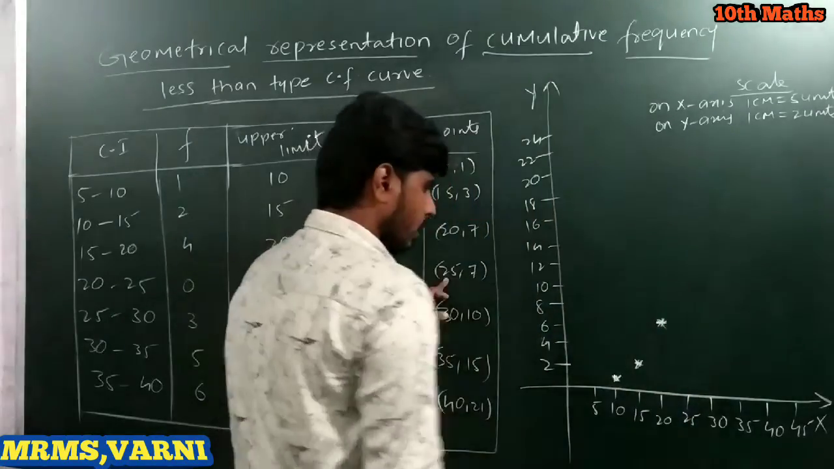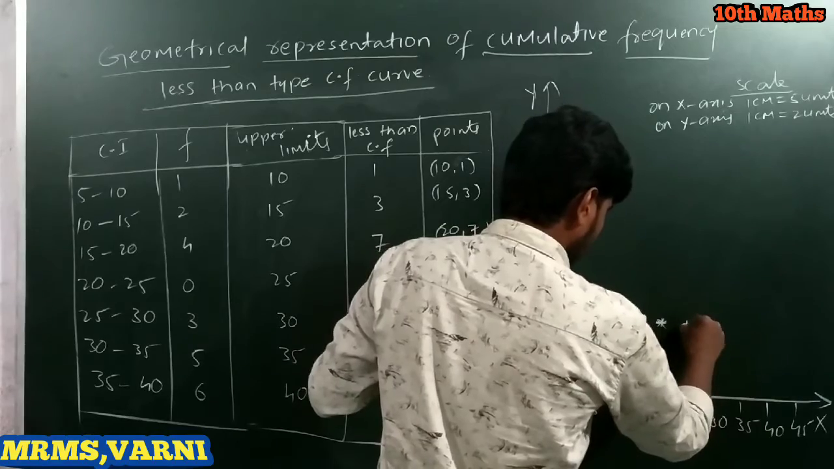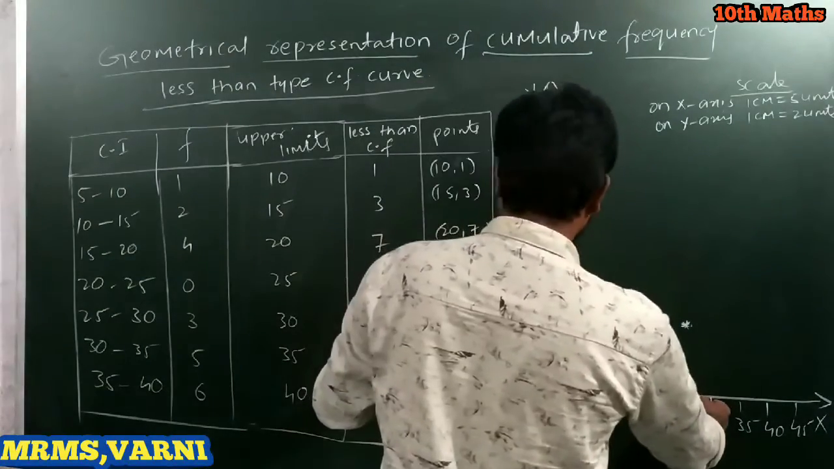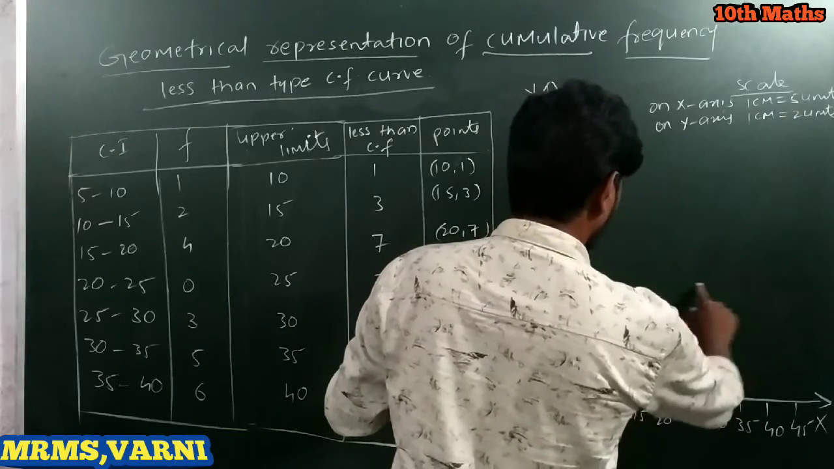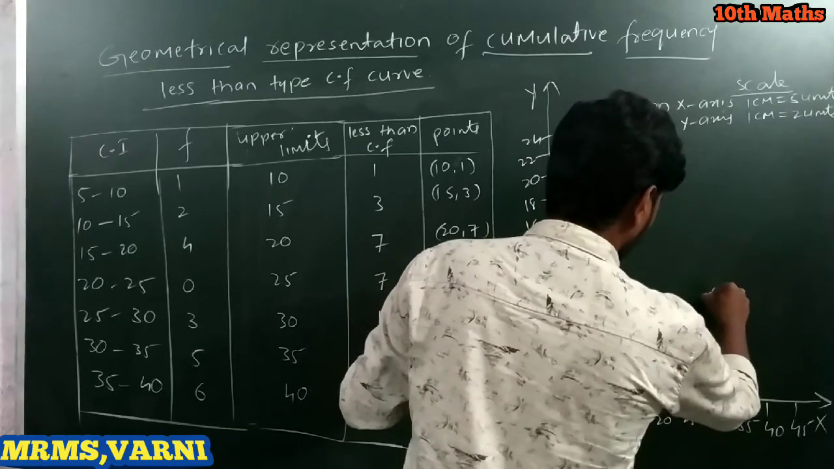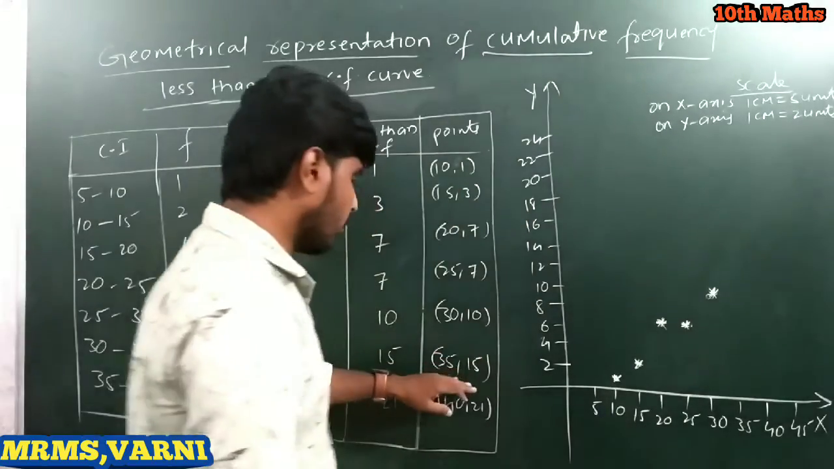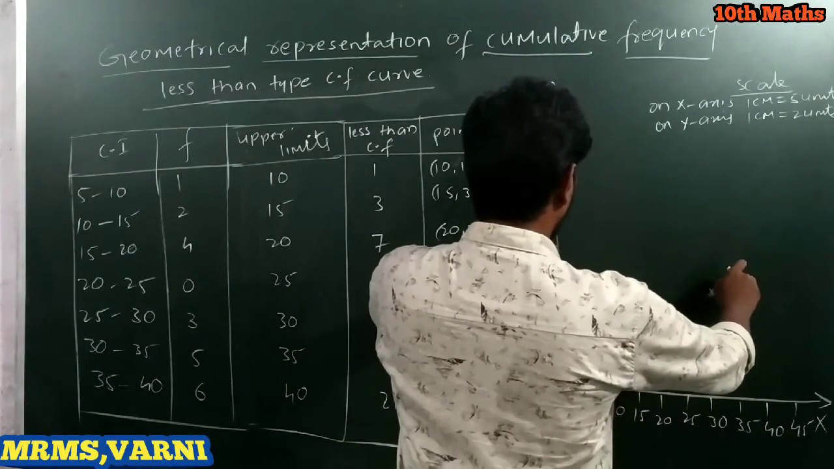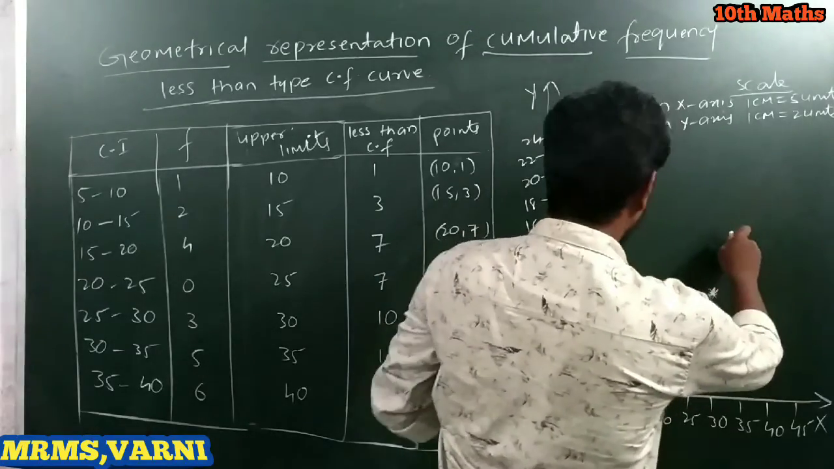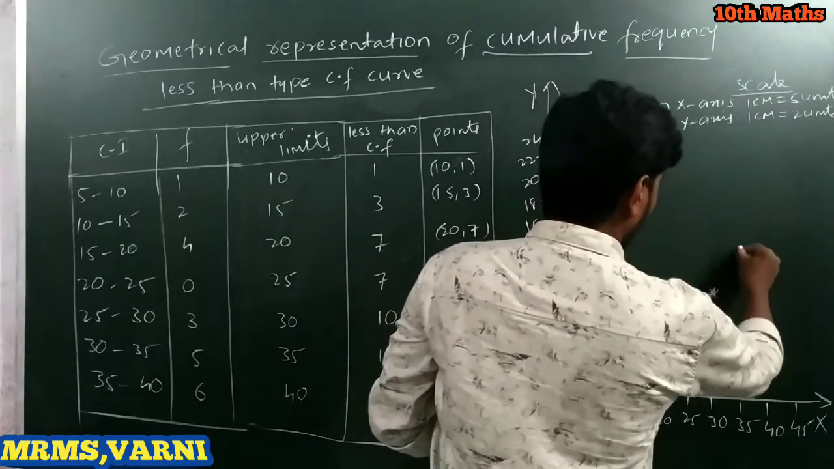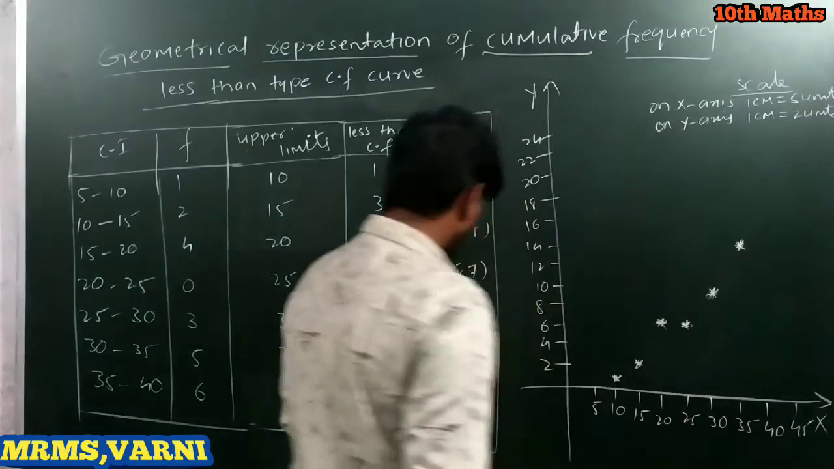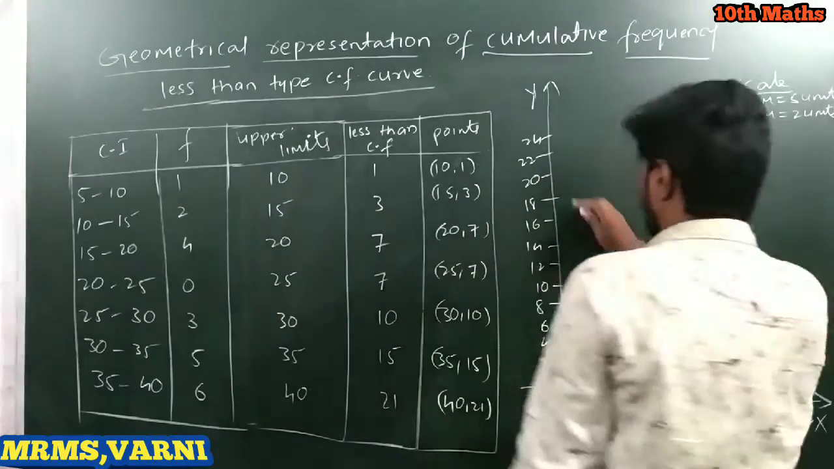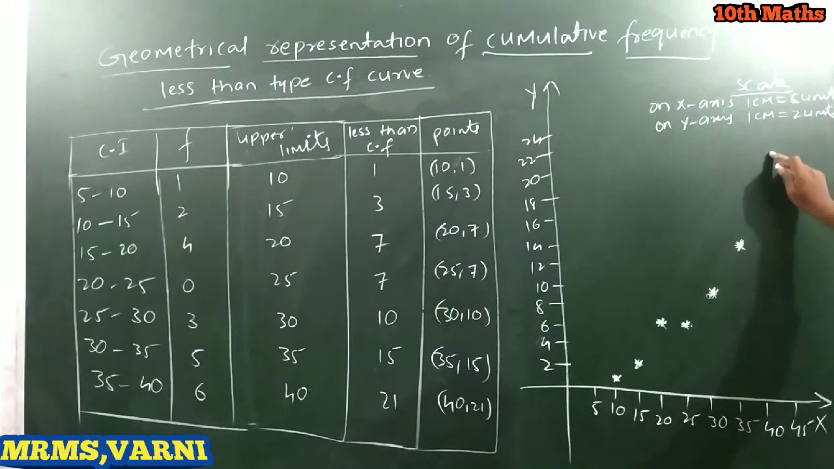25 comma 7, this is also here, so 7 both. Next 30 comma 10, 30 is here, 10, yes, here it is. Next 35 comma 15, 35 is here, 15 here it is maybe, yes, okay. Next 40 comma 21, 40 is here and 21 here it is.